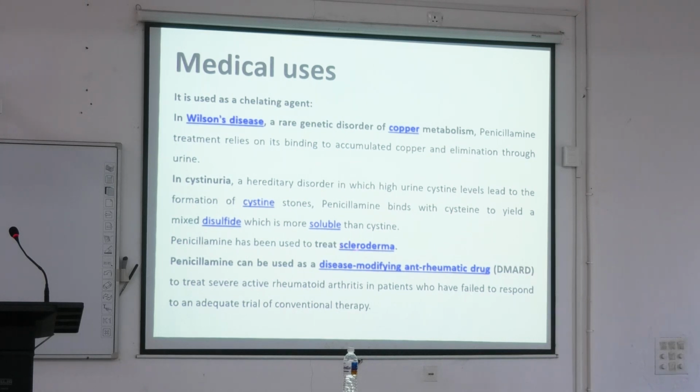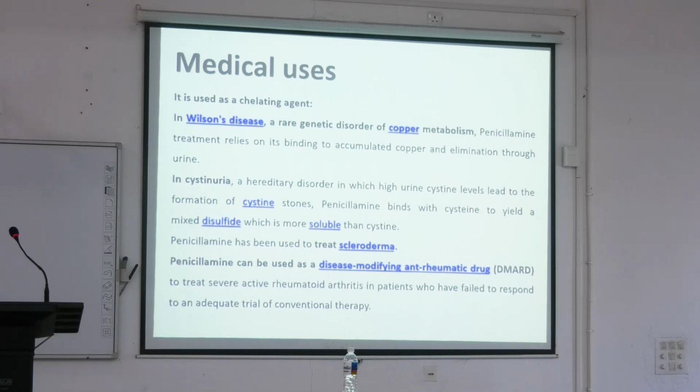Penicillamine has also been used to treat scleroderma, but the cause is not known. Penicillamine can be used to treat rheumatoid arthritis as a disease modifying anti-rheumatic drug, that is DMARD. In what type of rheumatoid arthritis? In patients who have failed to respond to an adequate trial of conventional therapy. So what is the conventional therapy of rheumatoid arthritis?